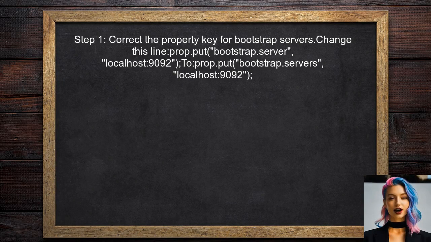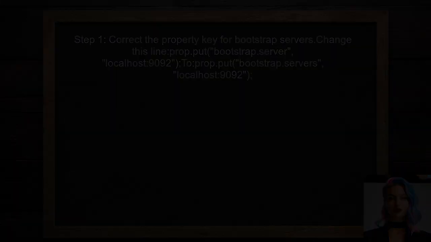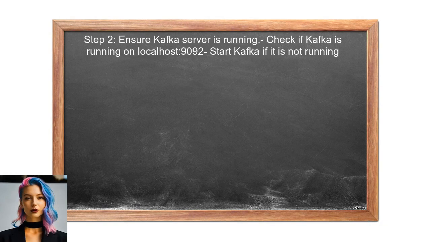To resolve the error regarding the missing configuration, the user should first check the property key for the bootstrap servers. In the provided code, it is incorrectly set as bootstrap.server instead of bootstrap.servers. Next, the user should ensure that the Kafka server is running on the specified host and port. This is crucial because the producer needs to connect to the Kafka broker to send messages.